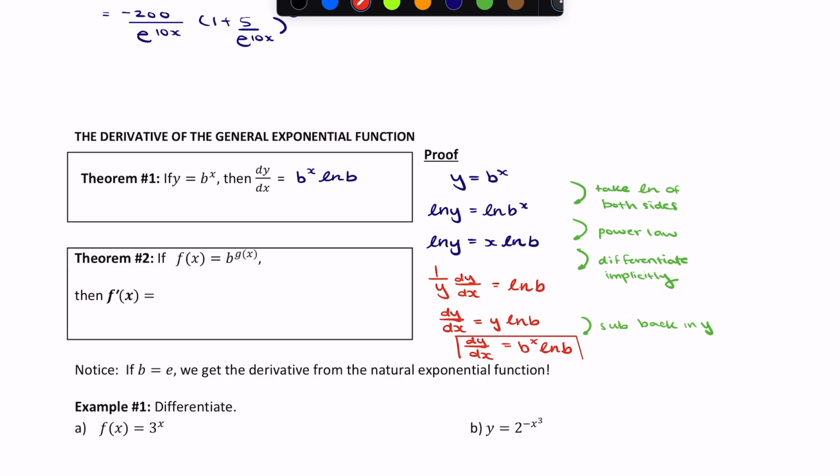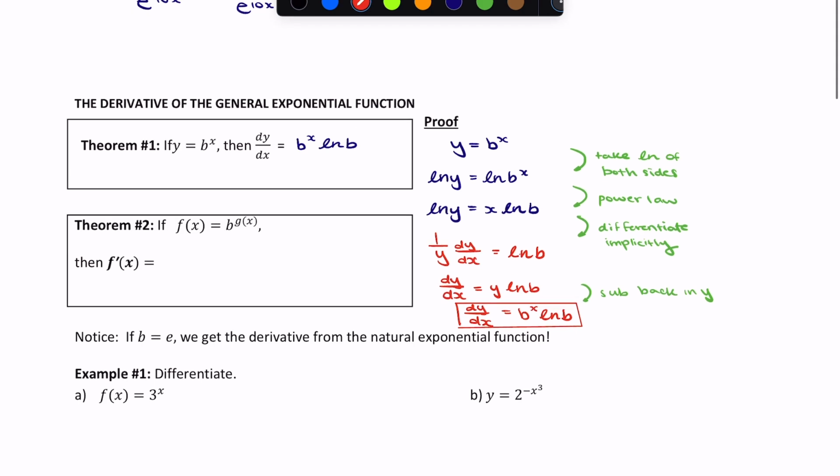So here, that's our proof, again, that the derivative of b to the power of x is equal to b to the power of x ln b.